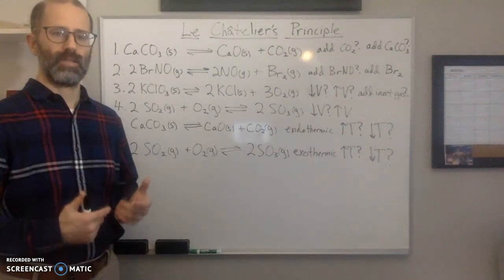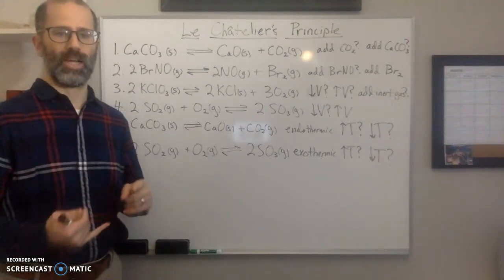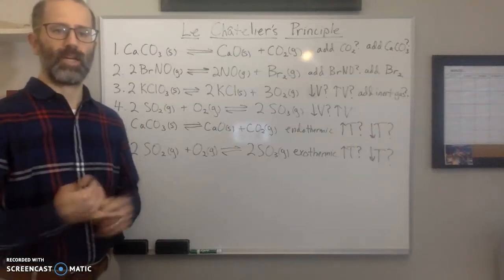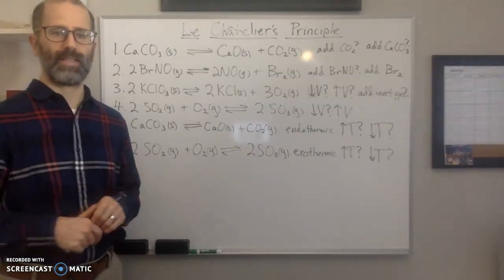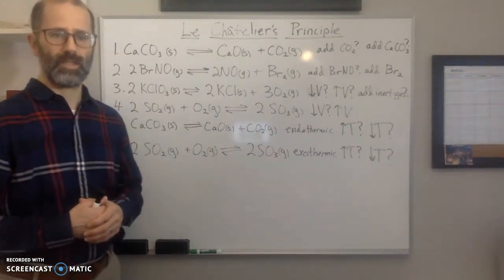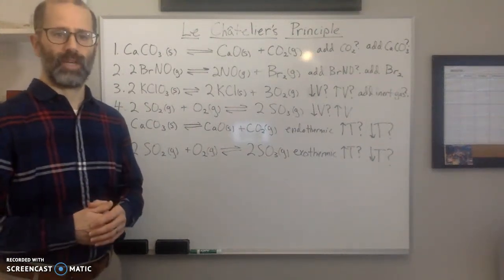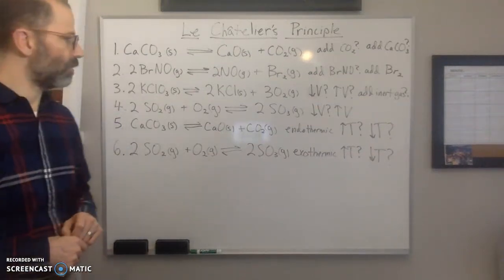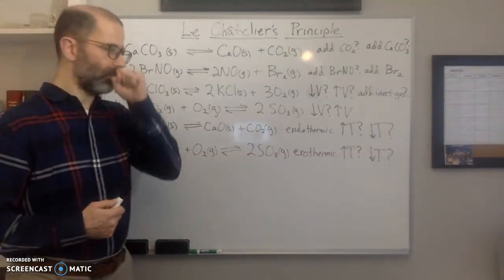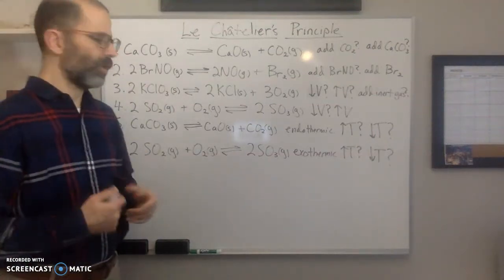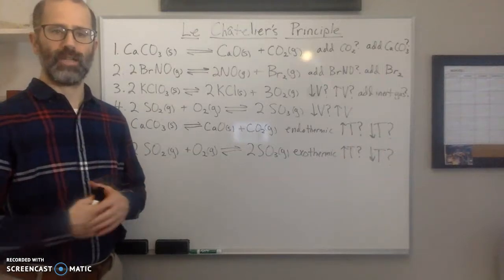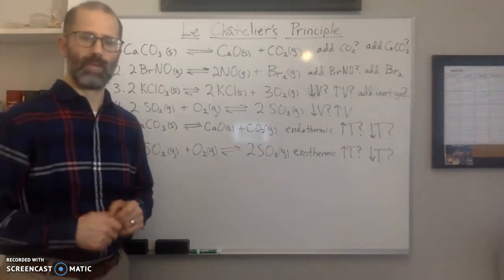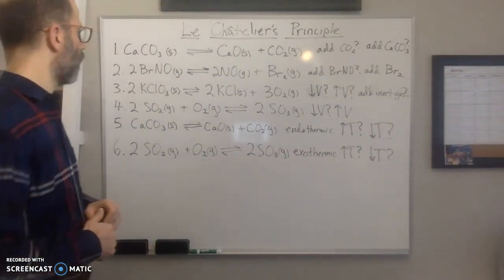You could do that by adding product or taking product away. You could add or subtract reactant. You can increase or decrease pressure if you're working with gases in your system, or you could be raising and lowering temperature if you've got an exothermic or endothermic reaction. In that case, when you have an endothermic or exothermic reaction, you're treating the heat released or absorbed as a product or reactant, and I'll talk more about that in a moment. So let's do the first problem.